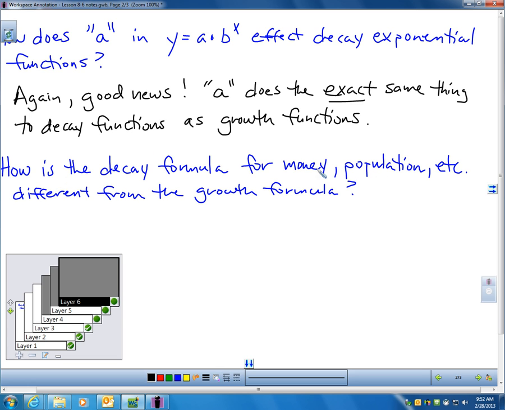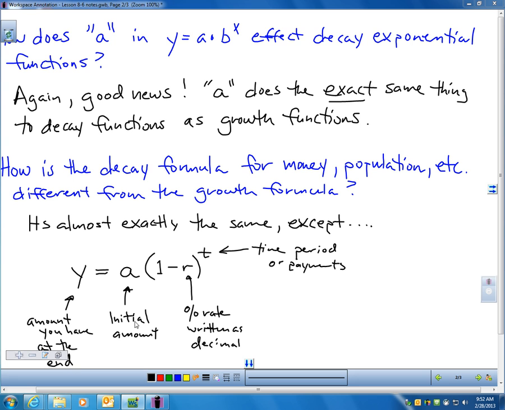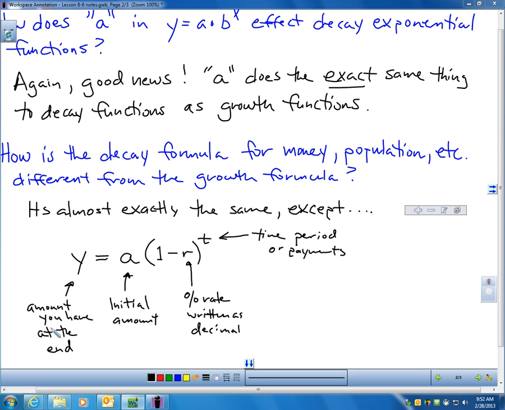How is the decay formula for money, population, etc. different from the growth formula? And really, it's exactly the same with one minor exception. Here is the decay formula. Y is the amount you have at the end of the process. A is the initial amount. R is the percent rate written as a decimal. T is the number of time periods.